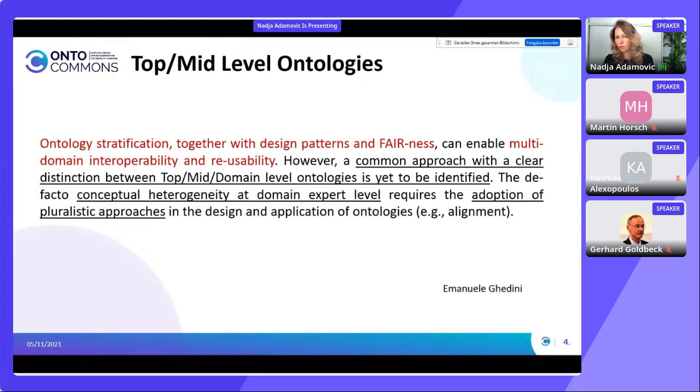Regarding top and middle level ontologies, ontology stratification together with design patterns and FAIRness can enable multi-domain interoperability and reusability. However, a common approach with a clear distinction between top, mid, and domain level ontologies is yet to be identified. De facto conceptual heterogeneity at the domain expert level requires the adoption of pluralistic approaches in the design and application of ontologies, for example in alignment.